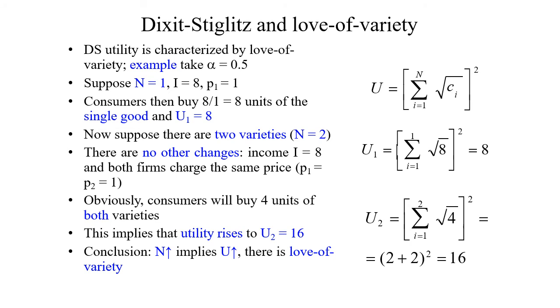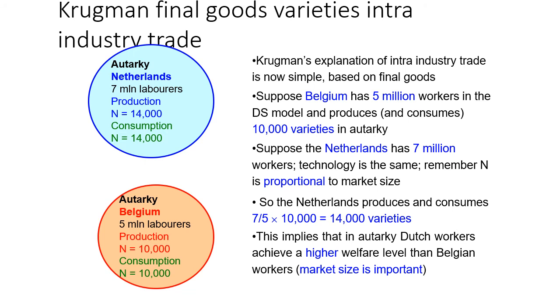So utility when there were 2 products is higher than when there was 1 product, keeping the budget the same and keeping the price for good 1 the same. You're only changing the variety, or n. Changing n leads to a higher utility. And this is called the idea of love of variety. So what you need to consider here is the idea that the larger your market size is, the more variety you will have. This is what the Krugman model is basically trying to say.